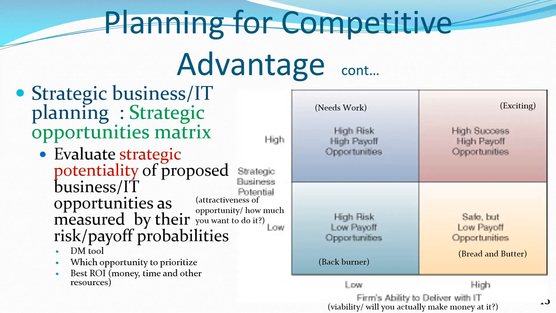People use this sort of matrix. We call it a strategic opportunities matrix, right? It's an evaluation of the strategic potentiality of proposed business IT opportunities. Basically, once we have different opportunities identified, it gives a kind of measurement to identify the risk and payoff probabilities of a given situation, right?